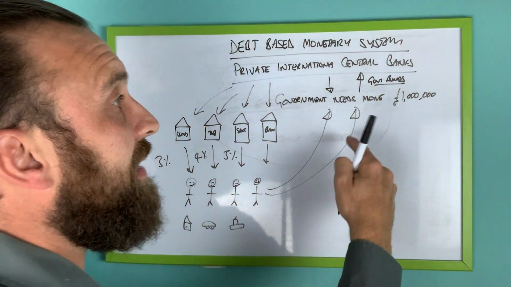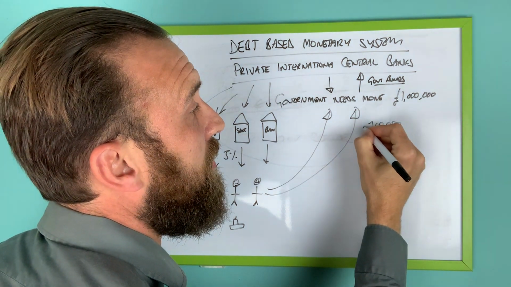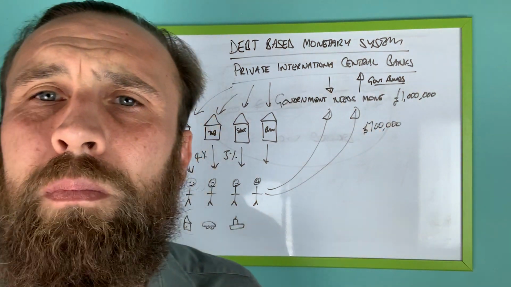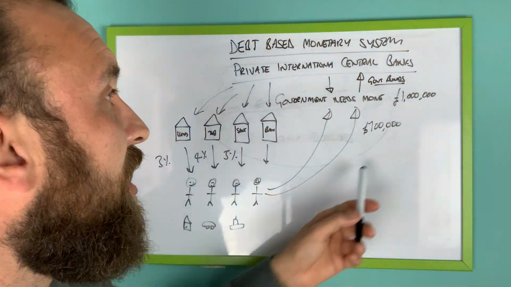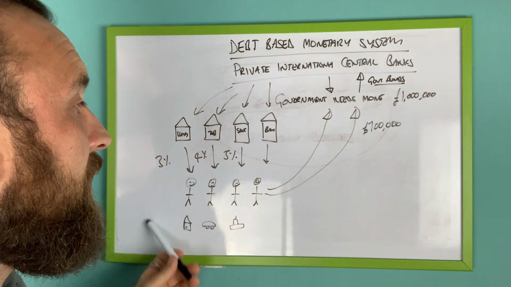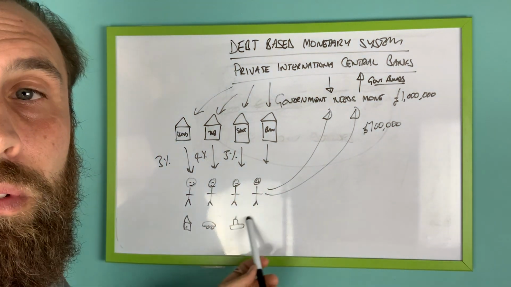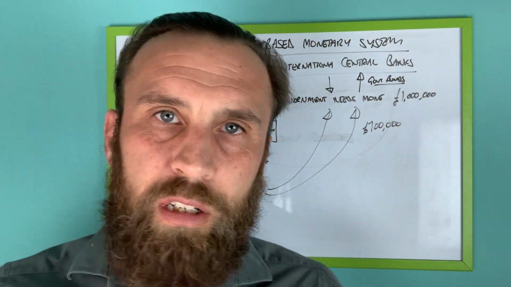Now you can imagine that actually all the government are going to get out of that is about £100,000. I'm just making these numbers up, but it's to give you the idea that the government wanted £1,000,000 and it only ends up with 100,000 because the rest of it has been lost in debt to the people. So the government asks for more money because it's missing money. It needs more money.